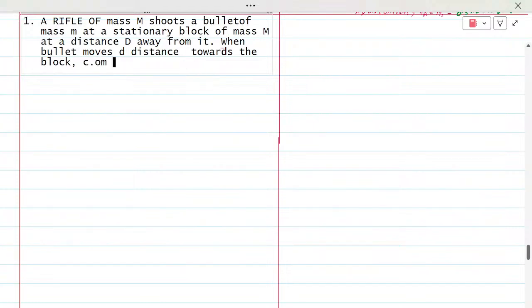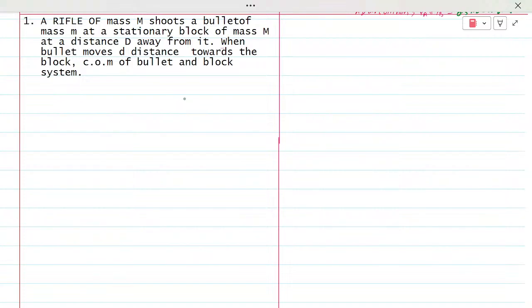So this is center of mass. This question belongs to center of mass, the center of mass of the bullet and block system. But here center of mass problems and collision problems we can't deal with separately. So compulsorily we have to go with the combined approach.